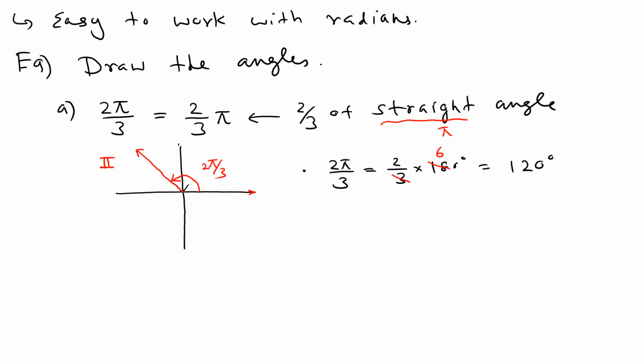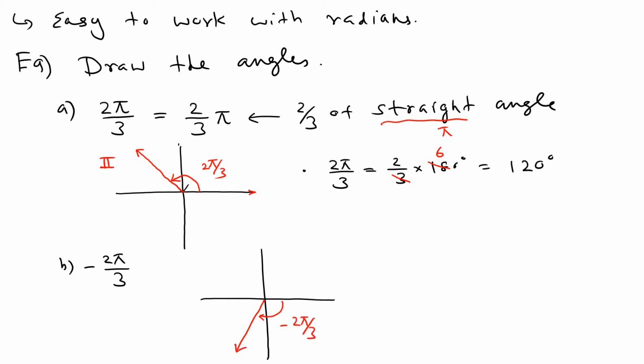Good. So let's look at another one. So let's say negative 2 pi over 3. So when you have a negative sign, the only thing that changes here is the direction. So that means it's very similar to the previous one. So what happens? It's going to go backward. So it's going to be like that. So that's the negative 2 pi over 3.